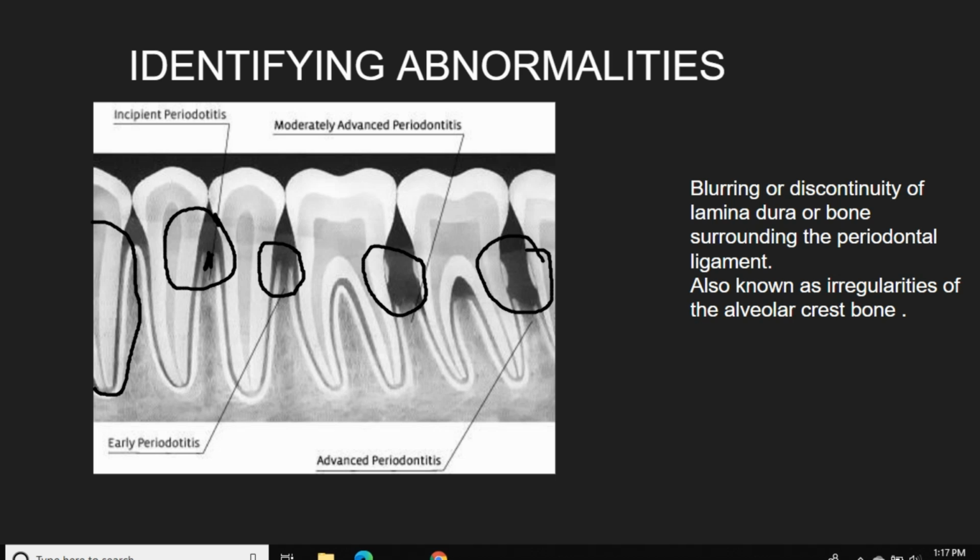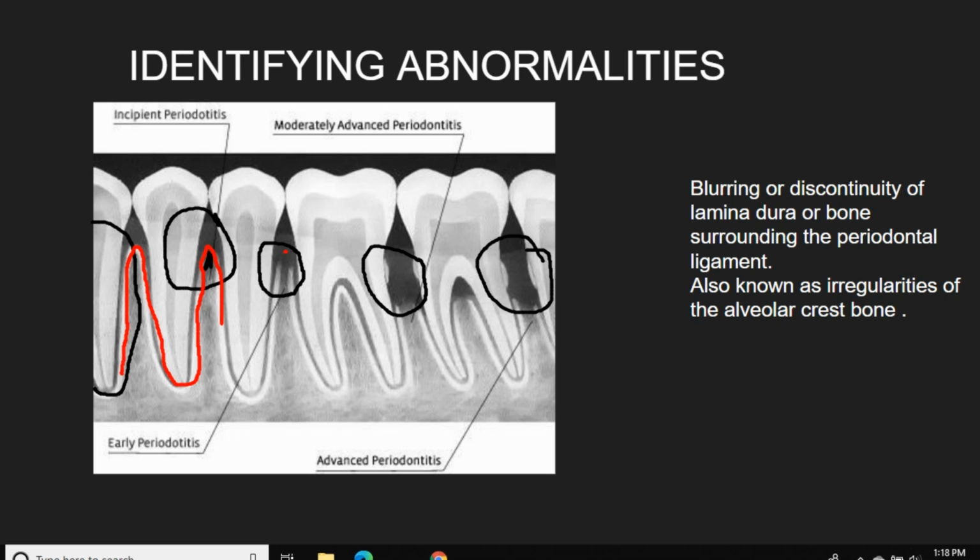And so bone loss is one of the obvious indicators of periodontal disease, but something else that you can look for is blurring or discontinuity of the lamina dura, or the bone surrounding the periodontal ligament. So here, this white area, that's our lamina dura. You can see there's nice continuity here. But as we follow along and we get up into our incipient periodontitis, you can see that lamina dura has started to fade out a little bit. And as we go down, follow along, it's continuous until we reach this area right here.